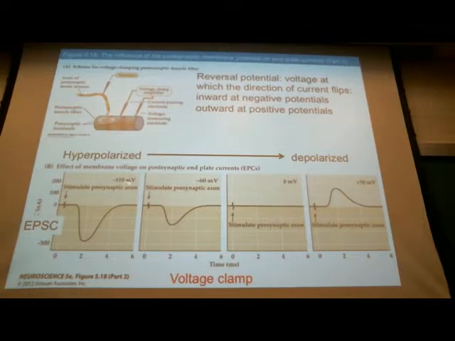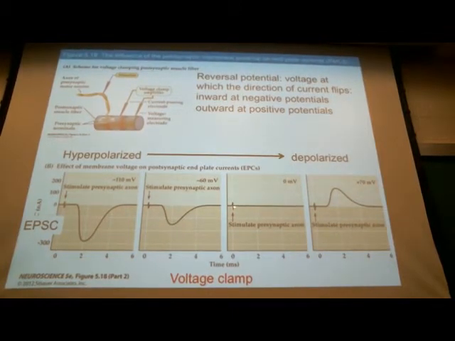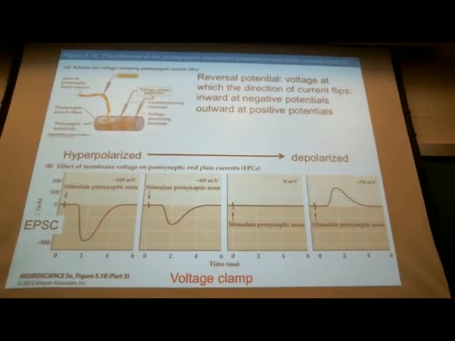So if this is at negative 110, you get a big inward current. At negative 60, you get a slightly smaller inward current. At 0, there's no current. What does that tell you? Are ions flowing? No. Well, no net flow, let's say. So what would we call that point? That's the equilibrium potential for this ion, what we call a reversal potential.